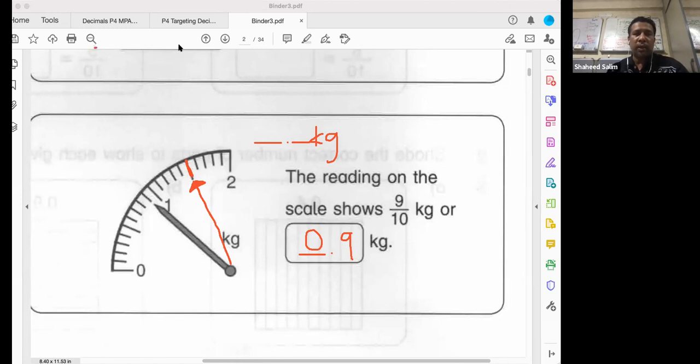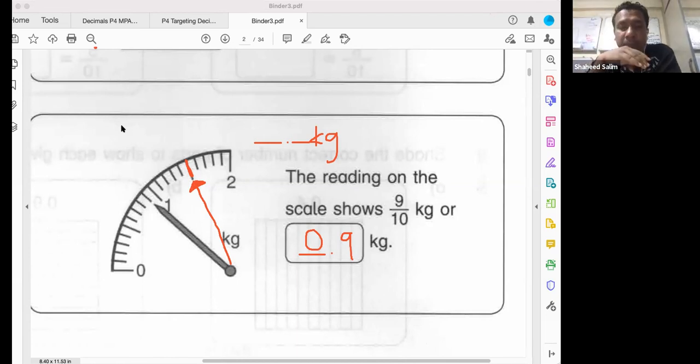What about Neris? Neris, you must be able to do this. Come down here, you see? 9/10, we change it to 0.9. You see, it's not even 1 kg here. This one is how much, Neris? This one is a long one. Come on. You can do this. Anyone else? Come on, only Razik only.